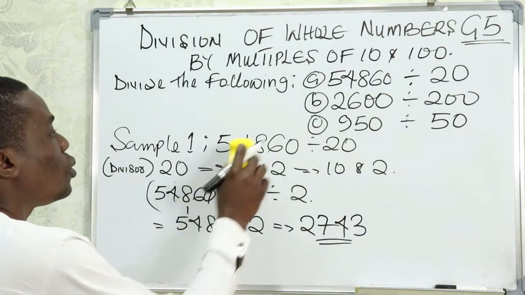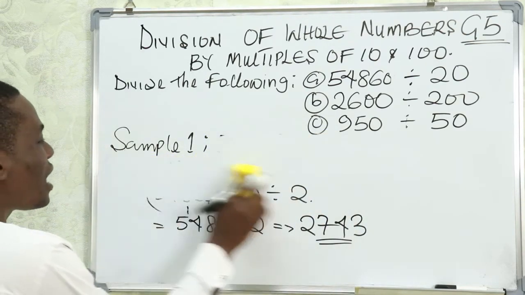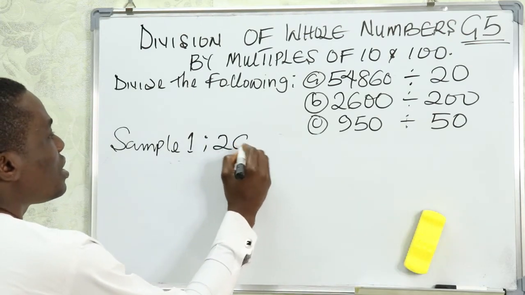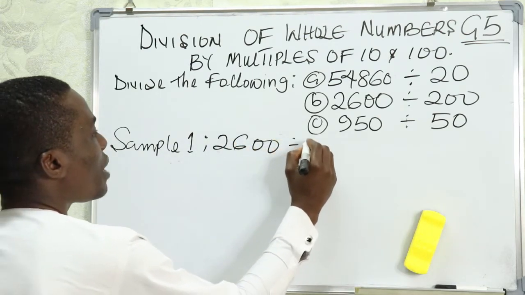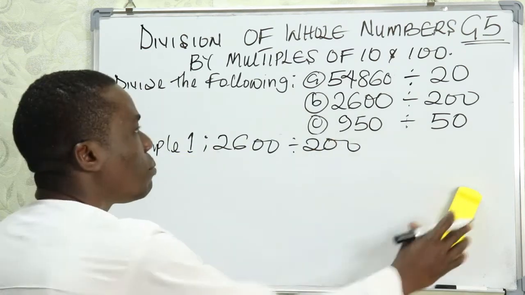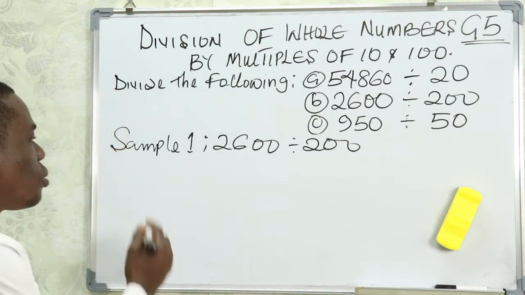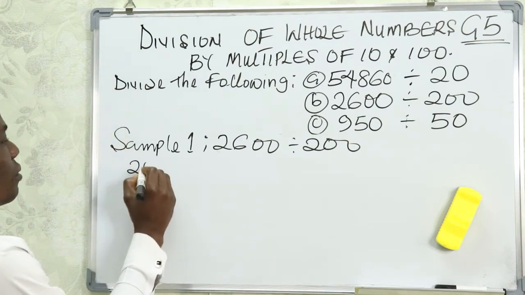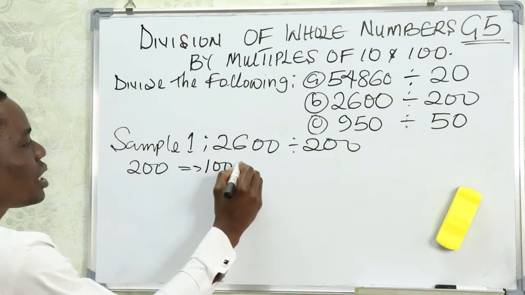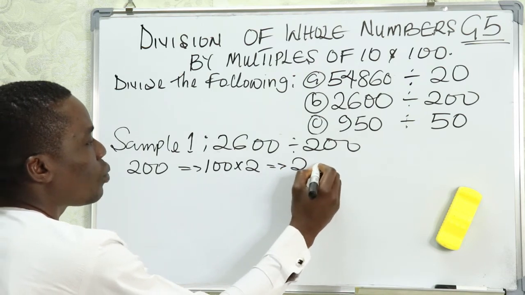Now let's look at sample 2. In sample 2, we are asked to divide 2600 by 200. Wow, this is now a multiple of 100. Now, what we need to do first is to look at the divisor. The divisor is 200. We'll break it into factors. That is 100 times 2. And the factors will be 2 and 100.